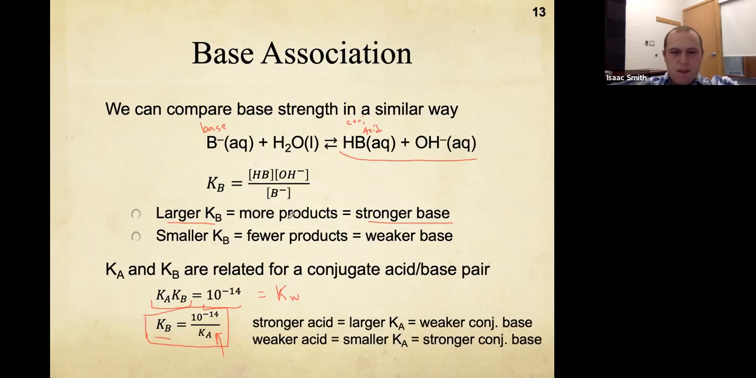Okay. This also shows that Kb and Ka are inversely proportional to each other. So if Ka is large, you're going to have a small Kb, which again goes along with the idea that the stronger the acid, the weaker the conjugate base. Okay.